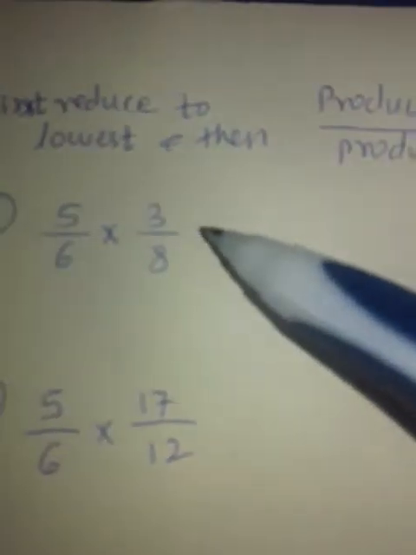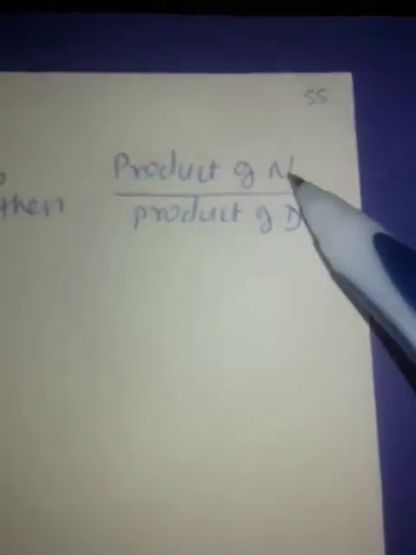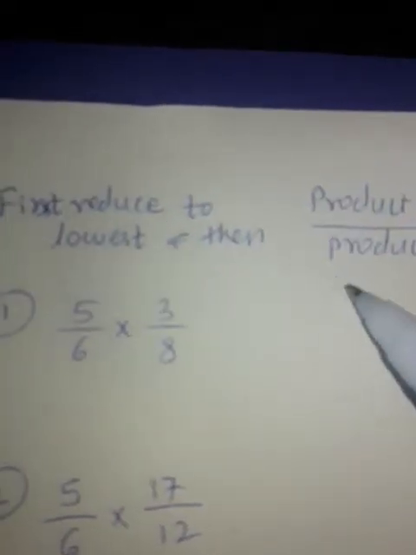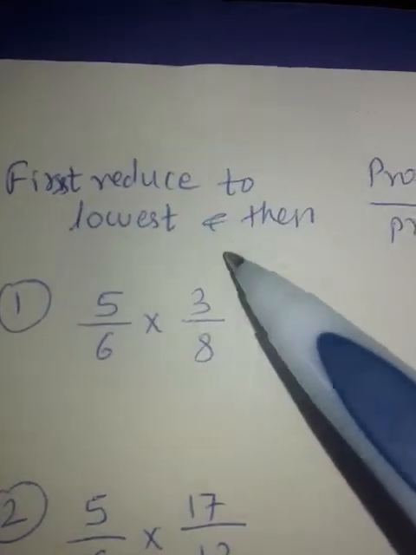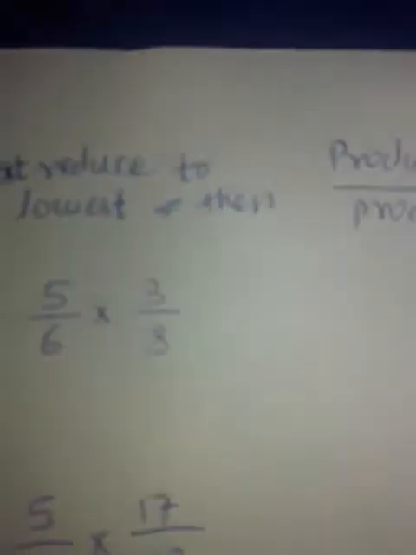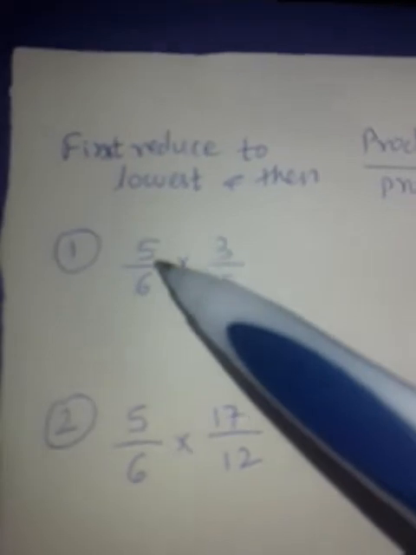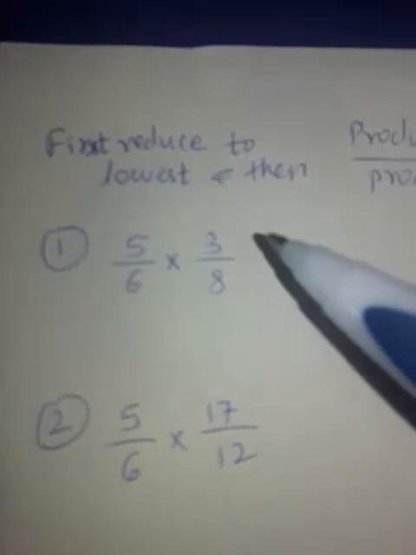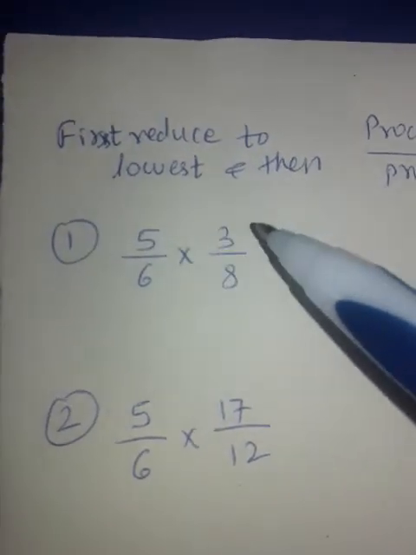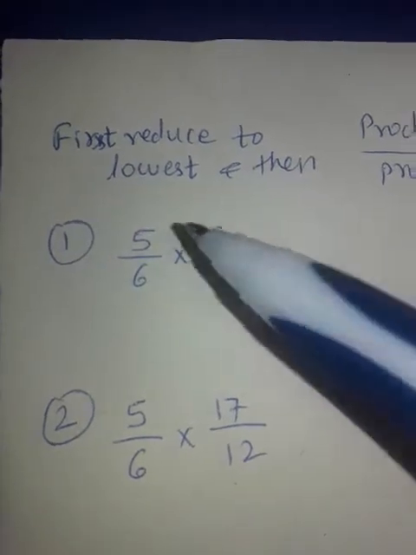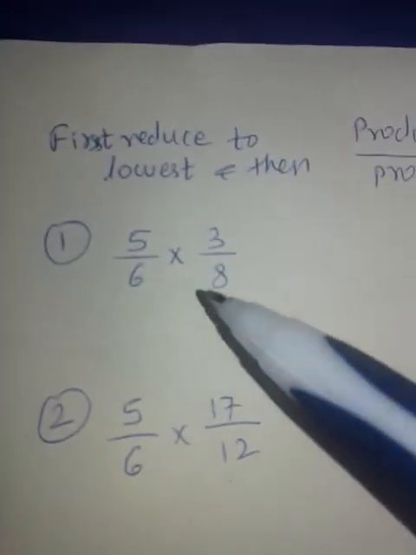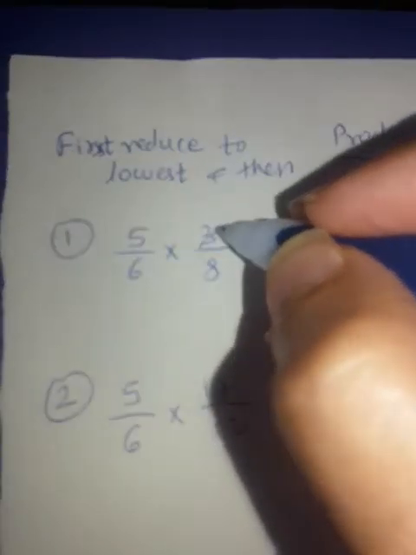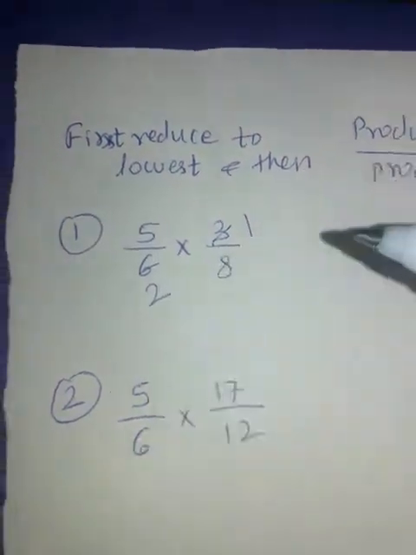When you multiply fractions, it's always the product of numerators upon the product of denominators, but before taking this product, it's better that you reduce to the lowest form. See how to reduce it. Now it is 5 upon 6 multiplied by 3 upon 8. So see whether there is any common factor between numerators and denominators. Here 5 and 6 have no common factor, but there is a common factor between 3 and 6. So what am I going to do? 3 1s are 3 and 3 2s are 6.